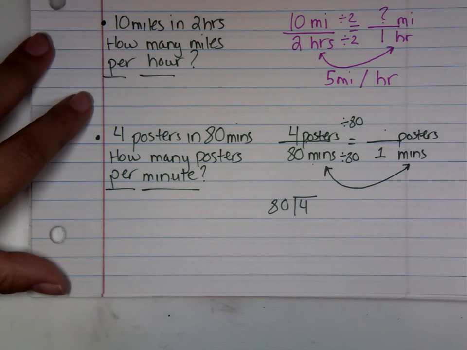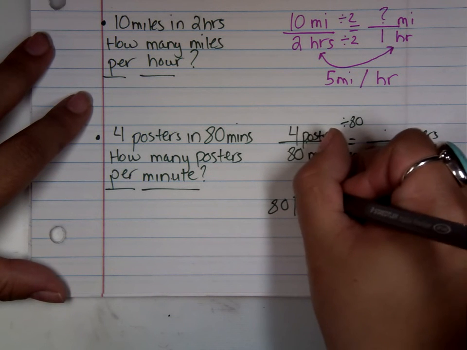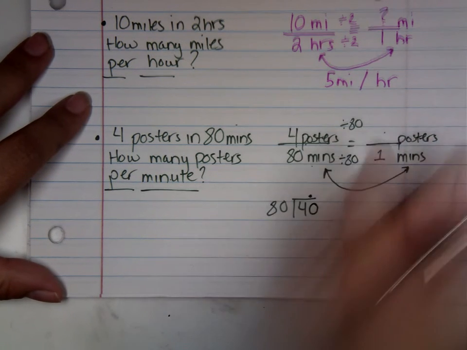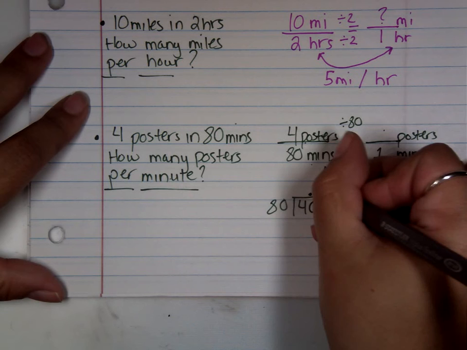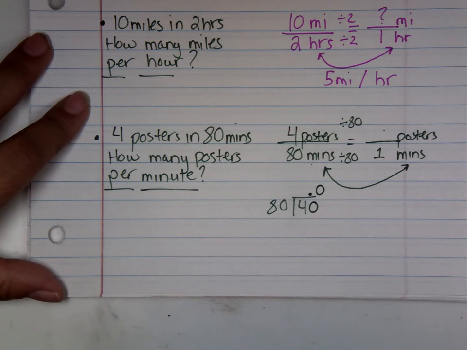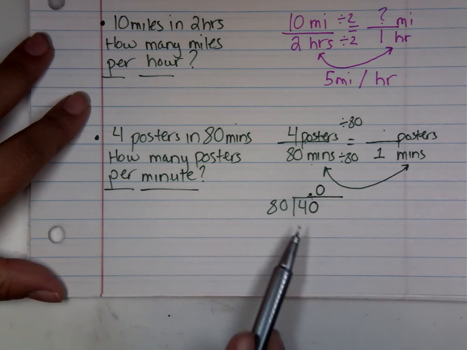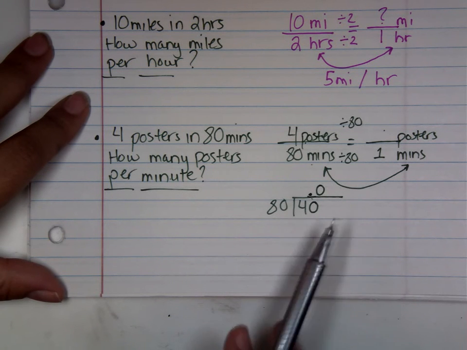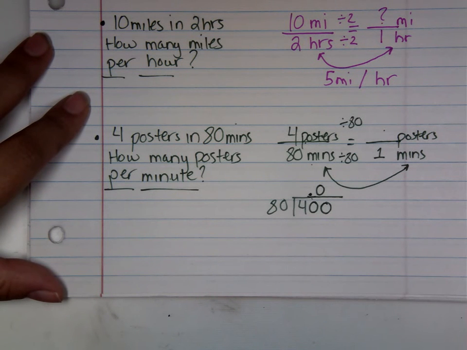Now, can 80 go in a 4? No, it can't. So I have to make it bigger. I'm going to add a decimal and a 0. How many times does 80 go into 40? Well, 0 times. It goes in 0 times. I'm going to make my line a little bit longer. It goes in 0 times, so now I need to add another 0 to make this a 400. How many times can 80 go into 400?